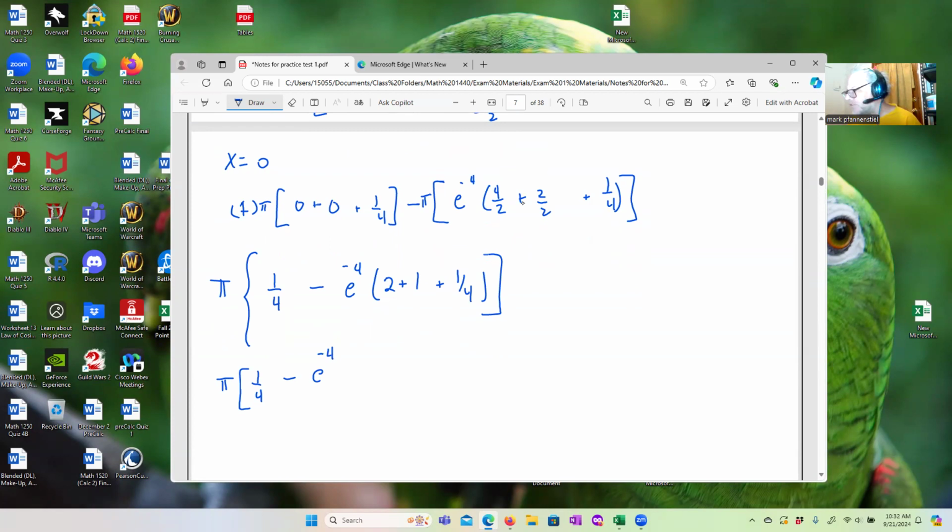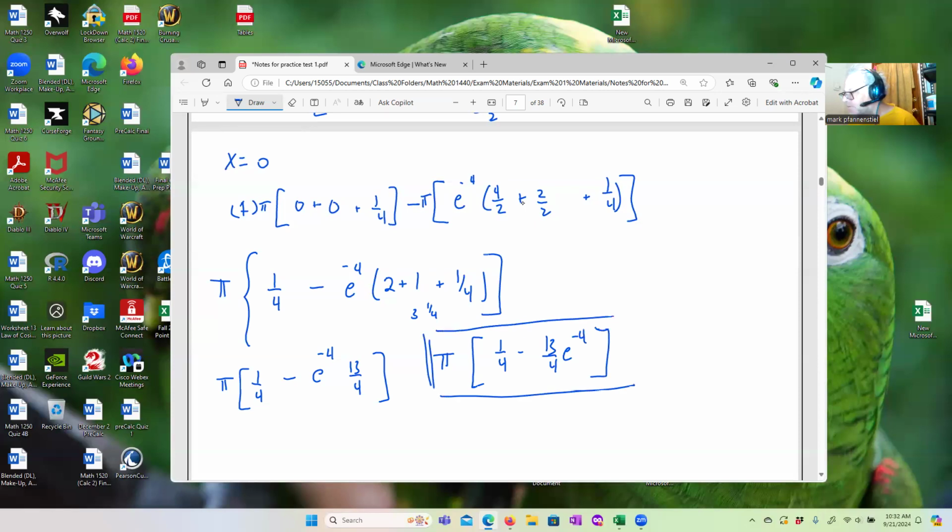Okay, so this is 3 1/4, which is going to be 13 quarters, I believe, and we'll leave it like that. So we have pi times 1/4 minus 13 quarters e to the negative 4th. That's going to be our volume of revolution for that item.